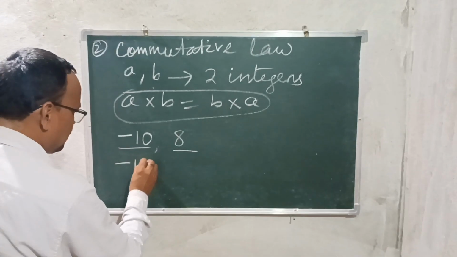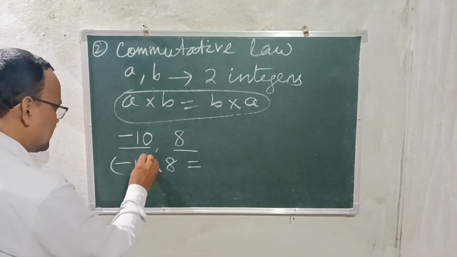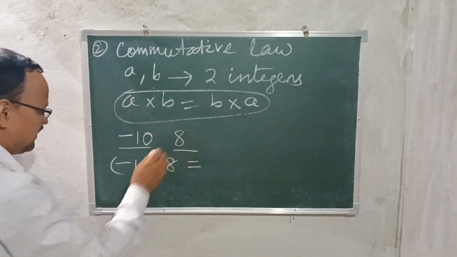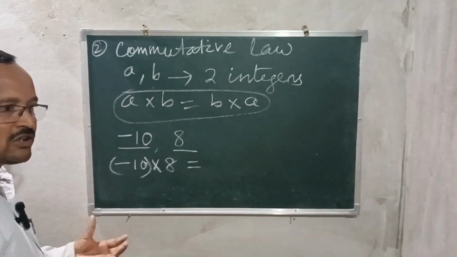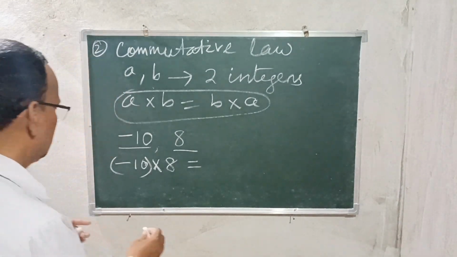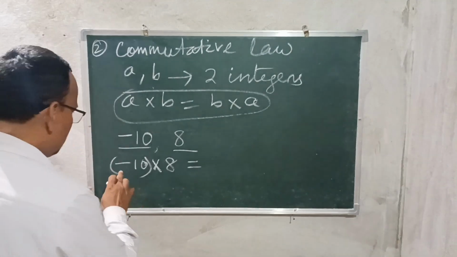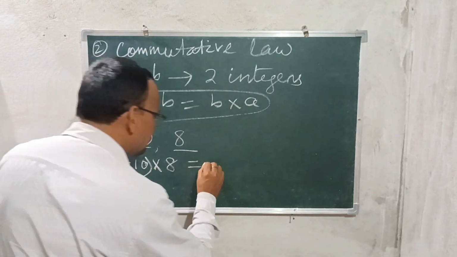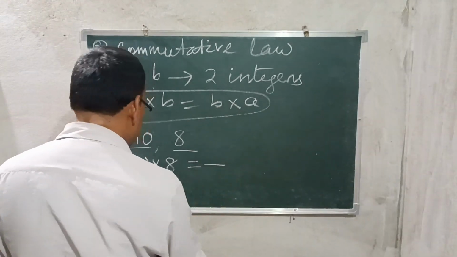-10 into 8. What will be that? -10 into 8, a into b, this is taken as a and this is taken as b, a into b. By following the law of multiplication, then what will be that? First, product of the sign: here this is minus and this is plus, unlike signs, and that is minus. 10 into 8, that is 80.